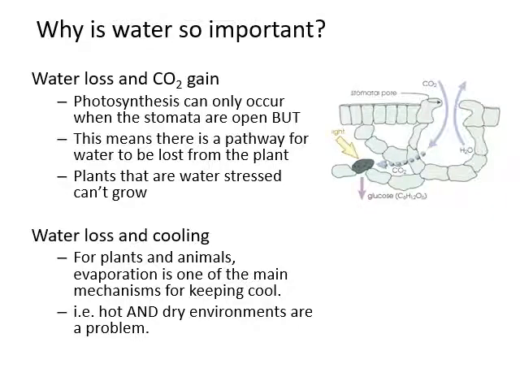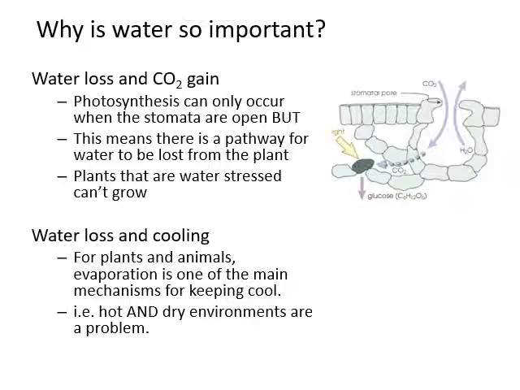All right, so I've spent quite a few slides describing how we quantify water stress and how we assess water stress in ecosystems. But why is water so important? There are two main reasons. Firstly, when it comes to plants, there's a trade-off between water loss and carbon dioxide gain. Photosynthesis can only occur when the stomata are open. But when the stomata are open, it means there's a pathway for water to be lost from the plant. So the conclusion is that plants that are water stressed can't grow.